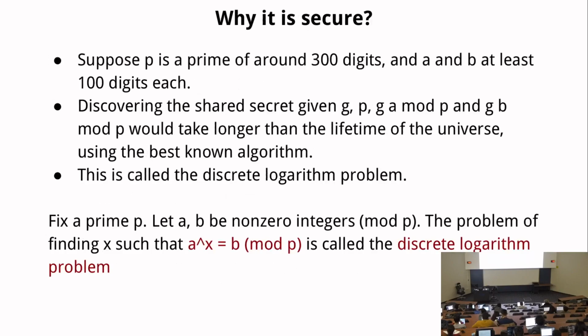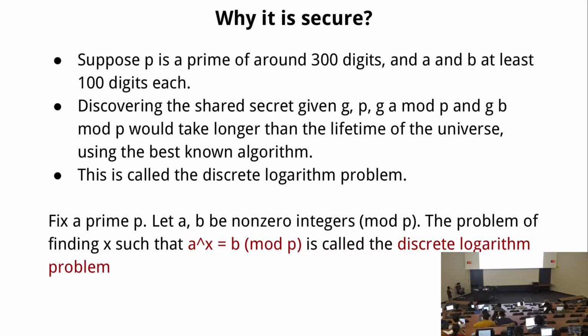So why is this secure anyway? So mathematically, why is this secure? First of all, like I said, a brute force attack is difficult here because we are choosing very big numbers. So P is a prime, maybe 300 digits long, binary-wise. Then A and B are also hundreds of digits each.